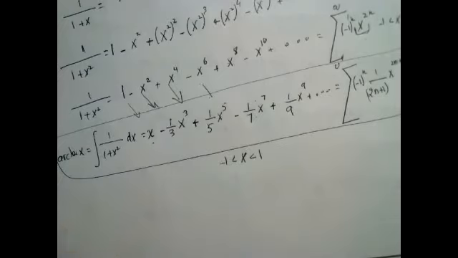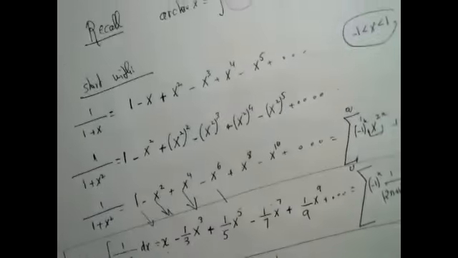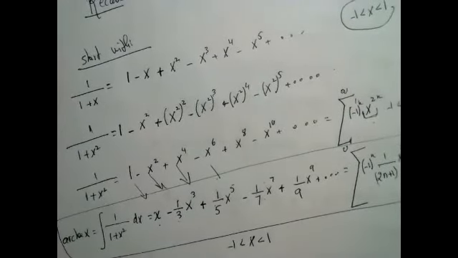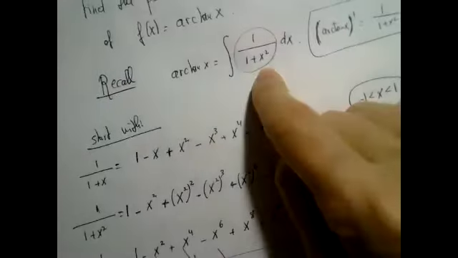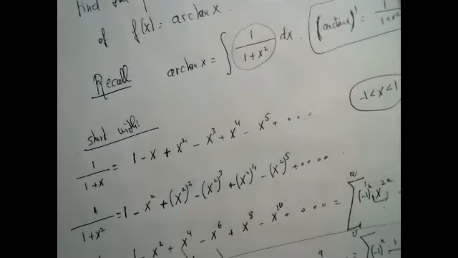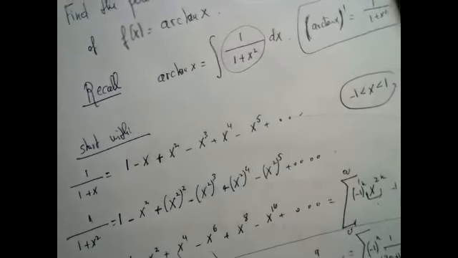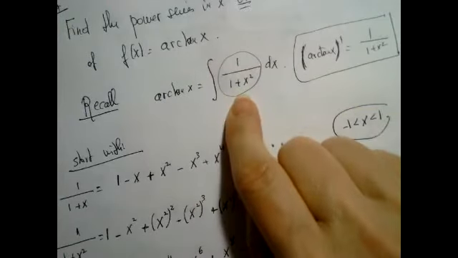I have a question. Yes, please. How did you start? Because I know you did arctan x equals the antiderivative of 1 over 1 plus x squared. That's how you started this problem, correct? I'm just wondering how you did that. I try to relate this to something we know. That's the idea.